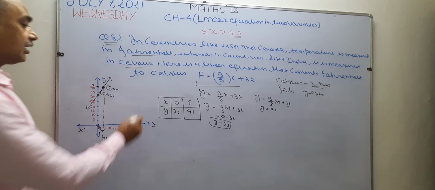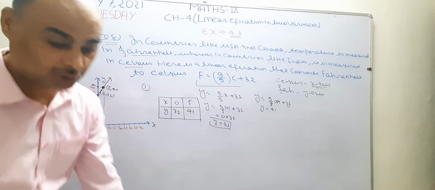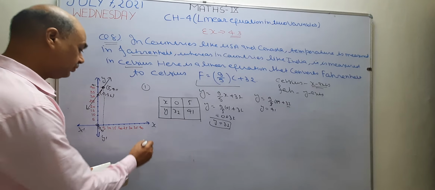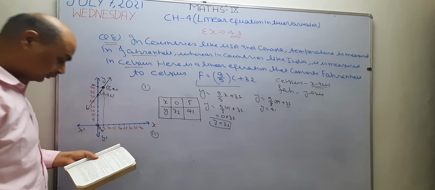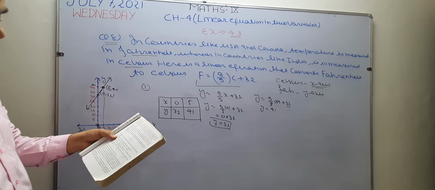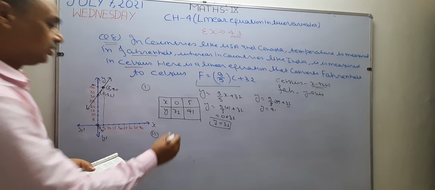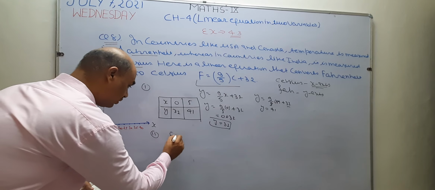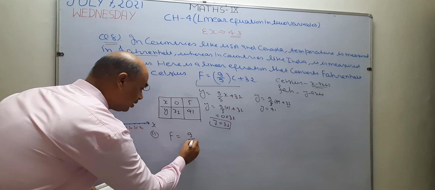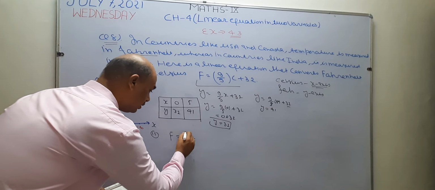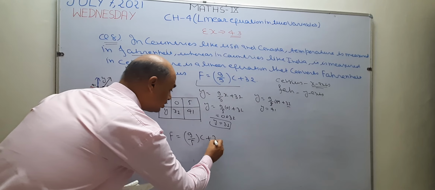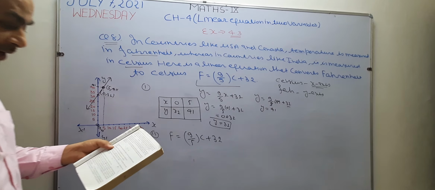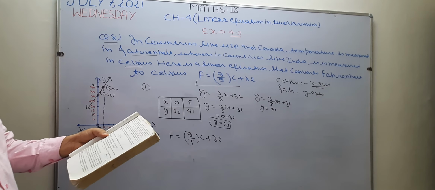So the first part we are done. Now I want to solve the second part. Read what is given in the second part. If temperature is 30 degrees Celsius, now temperature is given in 30 degrees Celsius. We have to convert. Then what is the temperature in Fahrenheit?